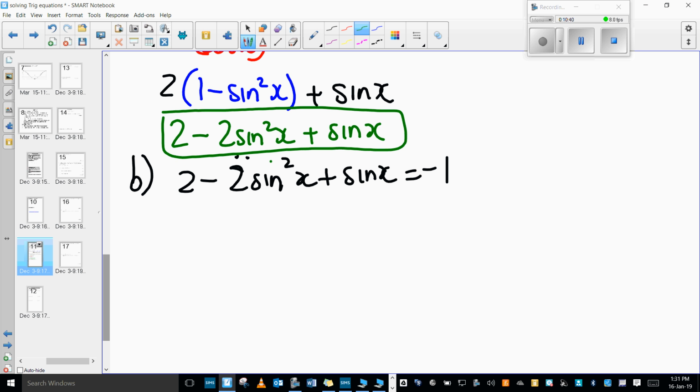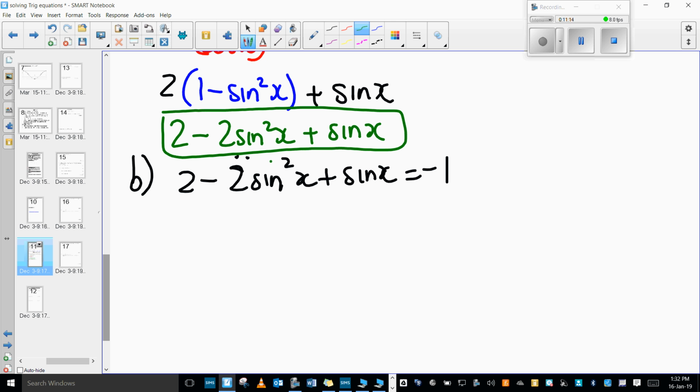The idea is that we look at this and go, haha, I've got sine squared, sine, and some numbers, which is very similar to having a quadratic equation, isn't it? Because we have x squared, a number, and some numbers. All right, so we are going to now treat this as though it is a quadratic equation. How do we solve quadratic equations? What must we always do first when we solve a quadratic equation? Equal zero. So we don't equal zero yet, okay?